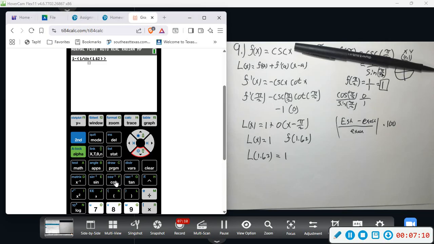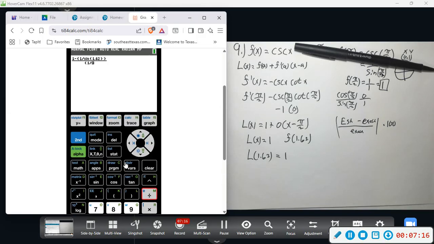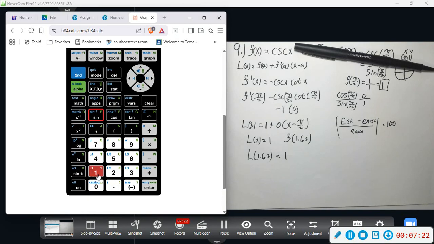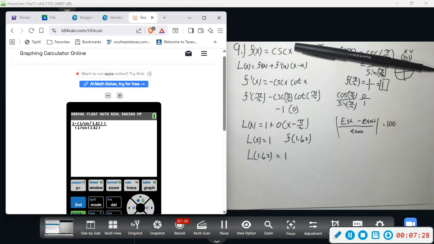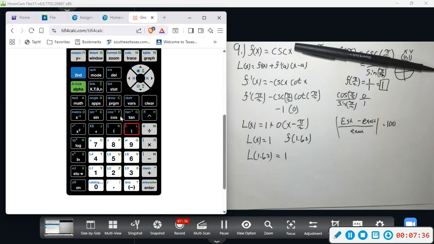So that's going to be 1 divided by sine of 1.62. And you want to do this in the calculator because you're going to get some decimal points. And if you round it, it's going to throw your answer off and it'll be incorrect. So you want to do all this and then round at the very end.